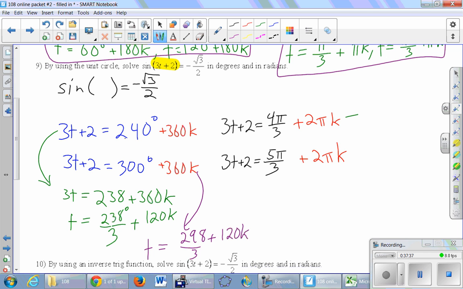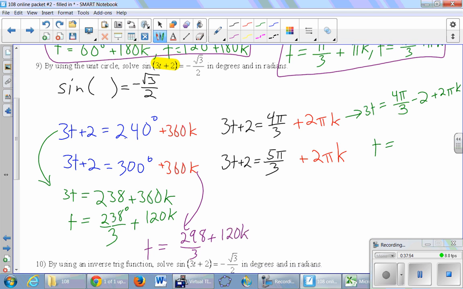Okay, same idea over here. We're going to subtract 2 and then divide by 3. So subtracting 2, there isn't a whole heck of a lot to do here. I guess the 2 goes with the first part, but it's messy no matter how you handle it. And then divide everything by 3. So let's divide everything by 3. 4 pi over 9 minus 2 over 3, dividing everything by 3. 2 pi k over 3.